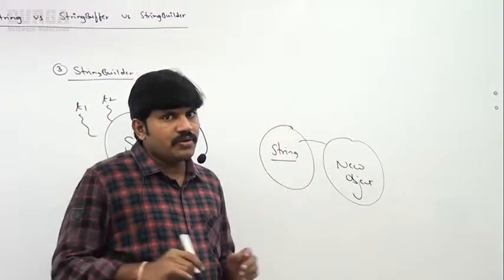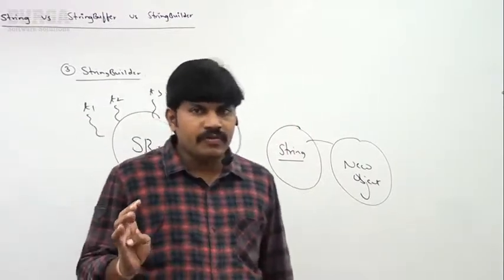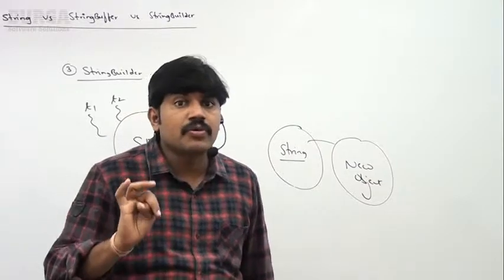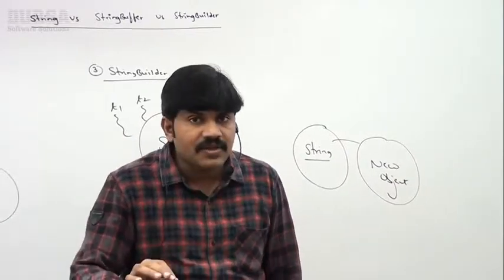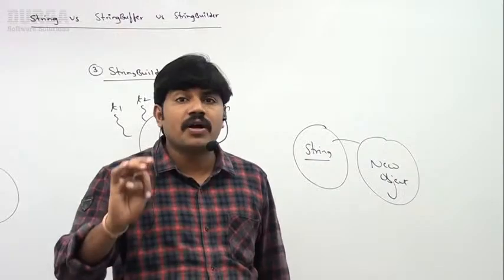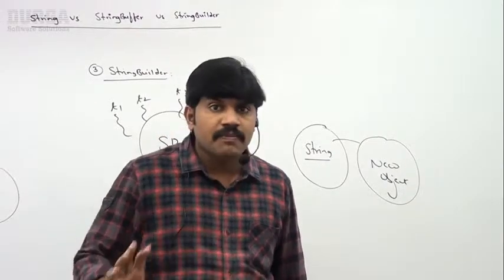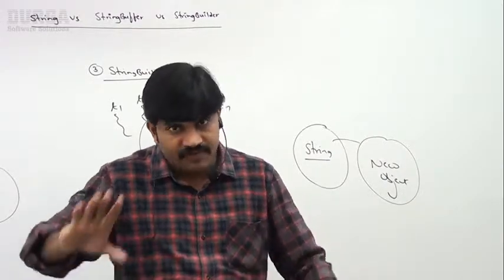Clear, right? So that covers when we should go for string, when we should go for string buffer, and when we should go for string builder. String and string buffer objects are thread safe, but the string builder object is not thread safe. Clear?